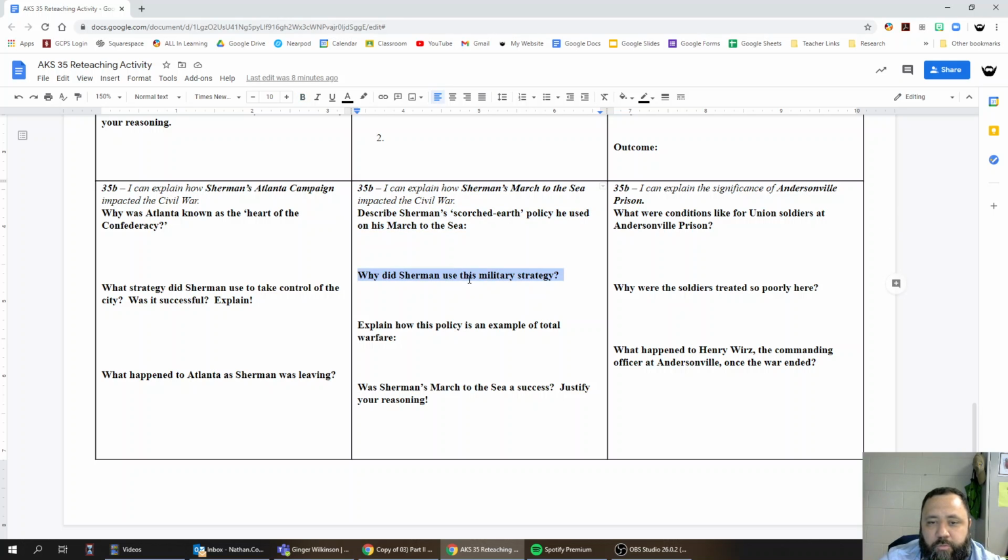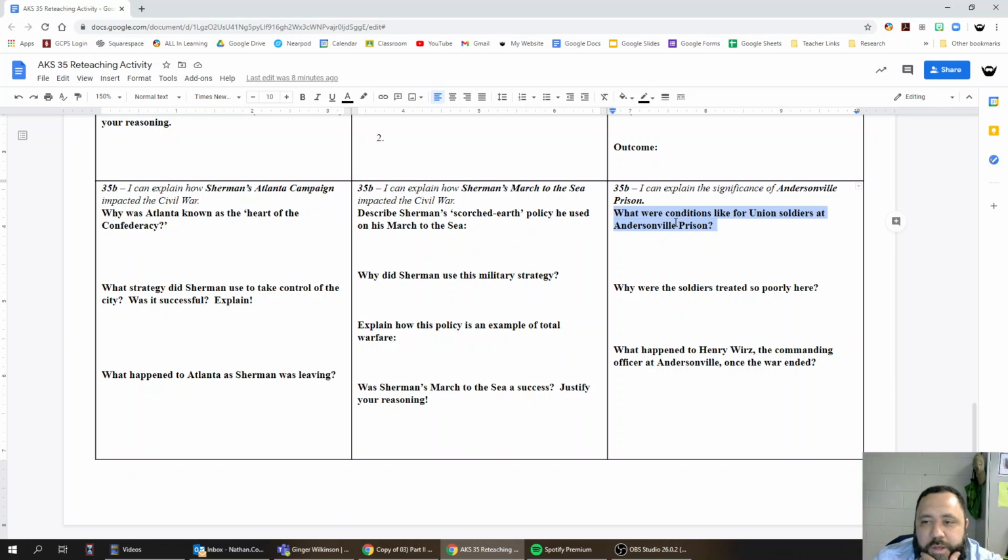Why did Sherman use his military strategy? To try to break the will of the South to fight and to punish the South for its rebellion. Explain how his policy is an example of total warfare. Basically, it views civilian and military resources as one and the same. Was Sherman's March to the Sea successful? That's up to you to decide.